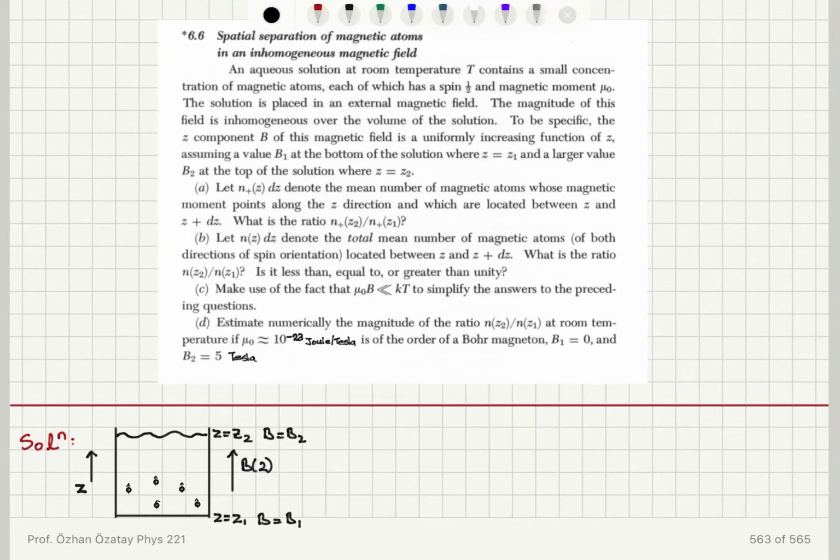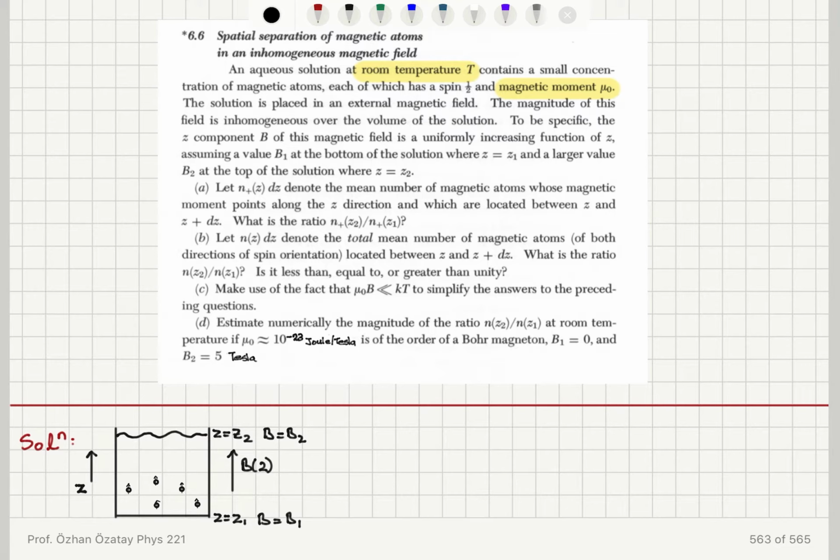Spatial separation of magnetic atoms in an inhomogeneous magnetic field. An aqueous solution at room temperature contains a small concentration of magnetic atoms, each of which has a spin 1/2 and magnetic moment μ0. The solution is placed in an external magnetic field. The magnitude of this field is inhomogeneous over the volume of the solution.